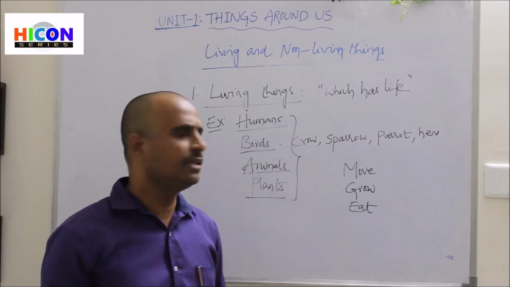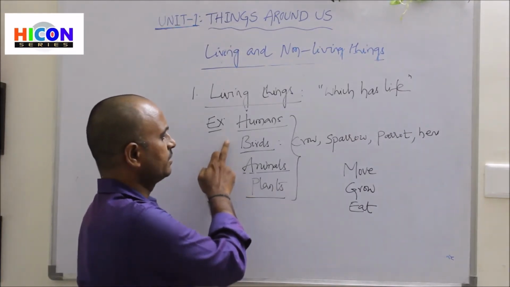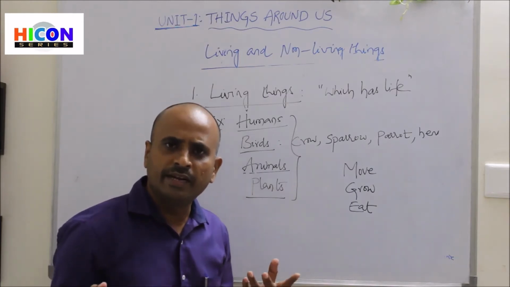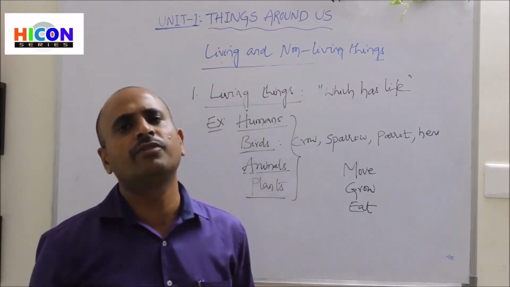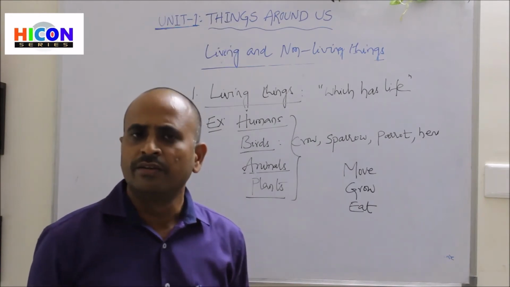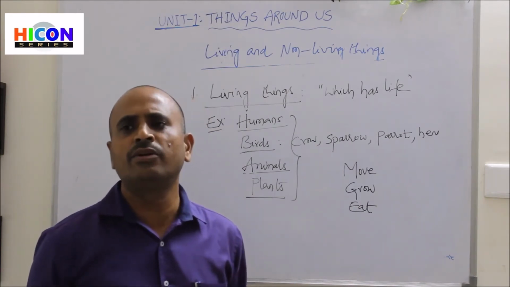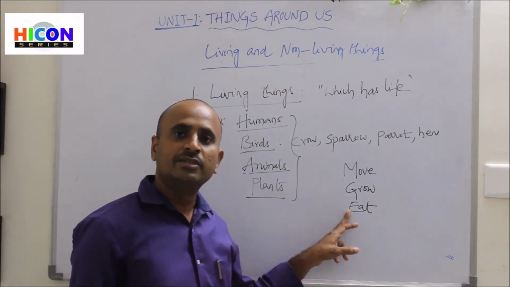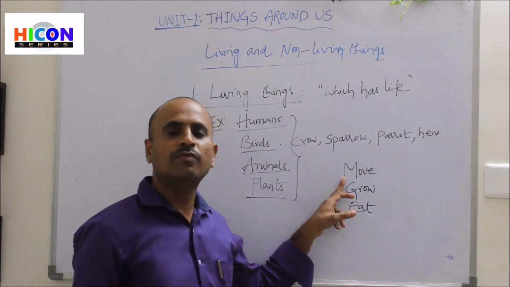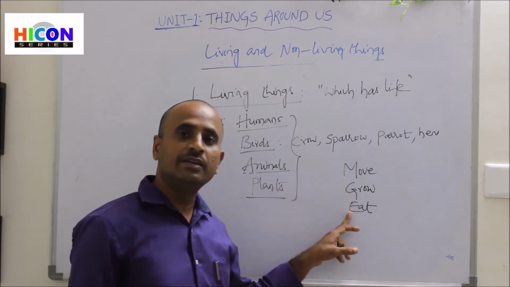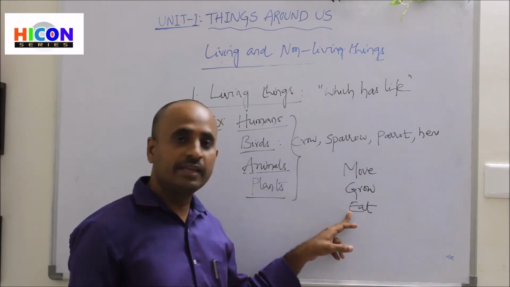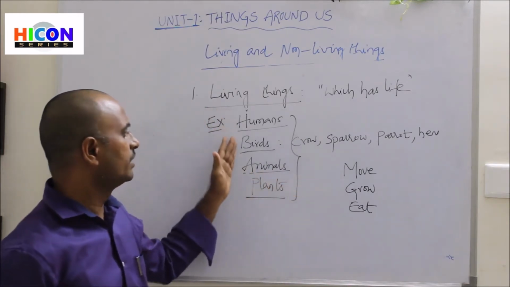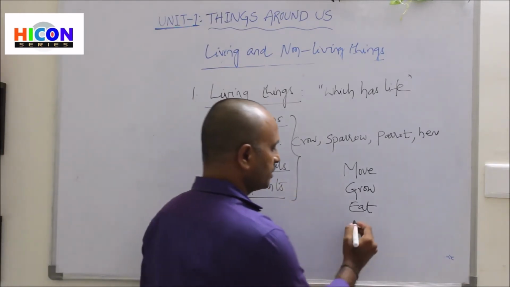For getting energy, human beings, birds, animals and plants all eat. If we want energy, we have to eat. If we do not eat, we have no energy and we cannot do anything or move. If we eat, we get energy, and with the help of energy we can move from one place to another. With the help of energy and food, they will grow. In the same way, all living things eat. And all living things feel.